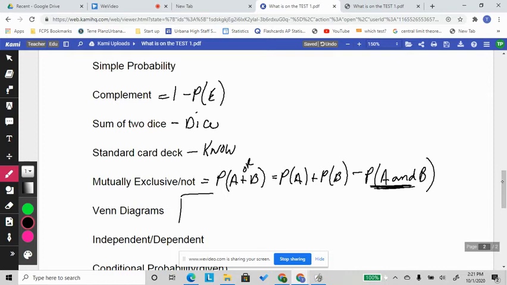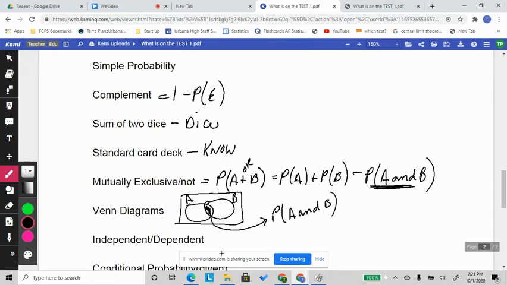Another way to do or probabilities is with the Venn diagram. And there were several in the notes on that. This part right here means that it's not mutually exclusive. They have an outcome in common. That is your probability of A and B. If they're mutually exclusive, then their Venn diagram looks like this. There's a circle for A, circle for B, and there's nothing in common. This is not mutually exclusive.